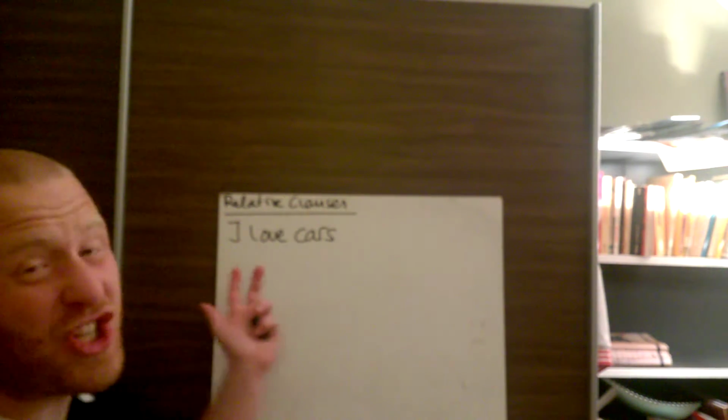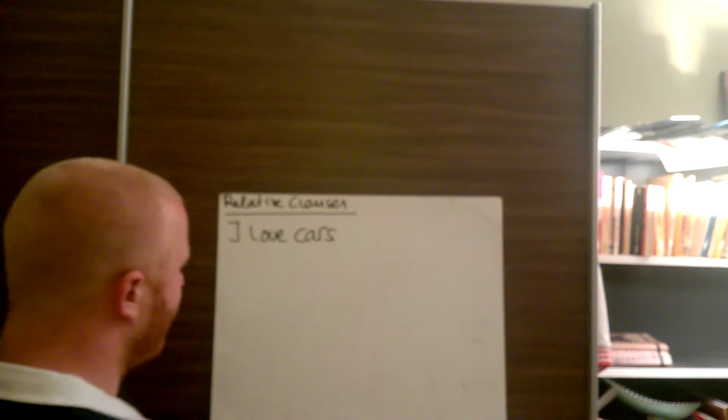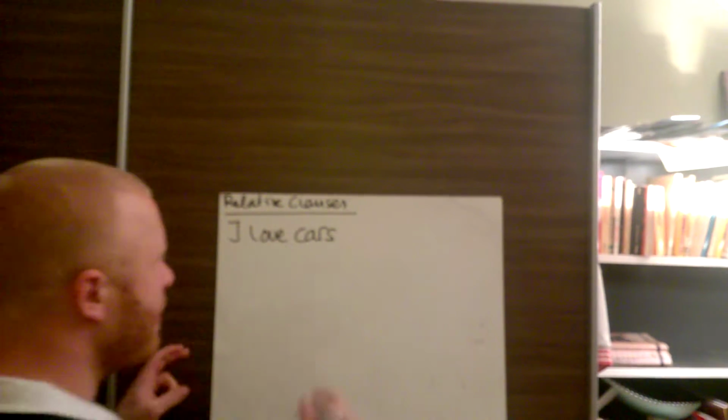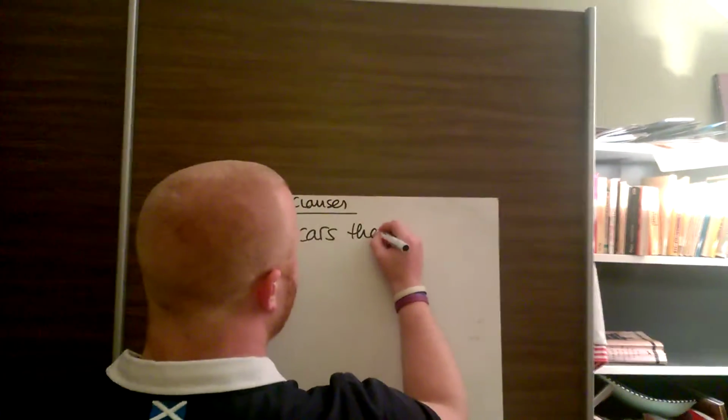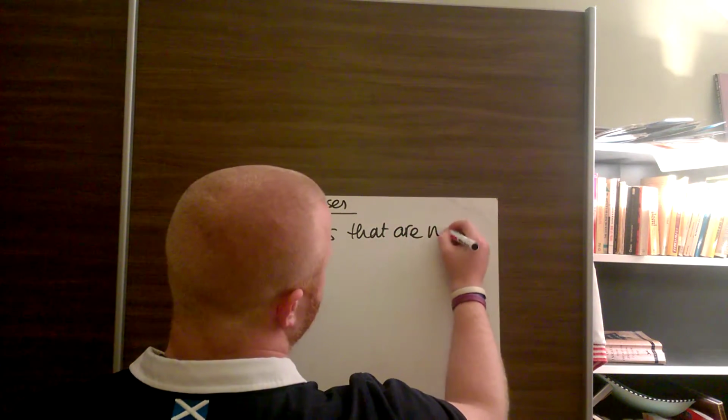But sometimes you would like to say that, I like cars, but not all the cars out there, but specific ones. So what you can do now is add information to change the sentence so that you're kind of saying something different from what you're initially saying in the first place. So you could say, I love cars, but not every single car. I love cars that are new.